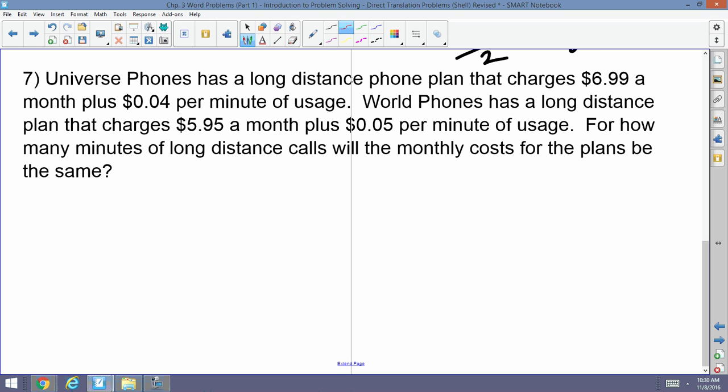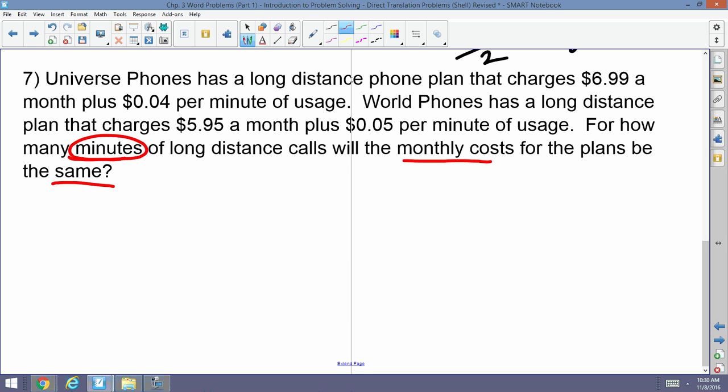Thank you. With all due respect, if you don't read, you are not going to perform well. We're not looking for making them equal. We're not looking for the cost. We're looking for the amount of minutes of long distance so that the monthly costs of the plans are the same. We're looking for the time, the minutes. We're looking for what amount of minutes will make both plans equal.